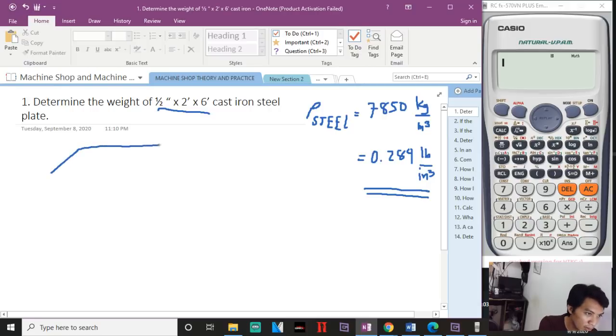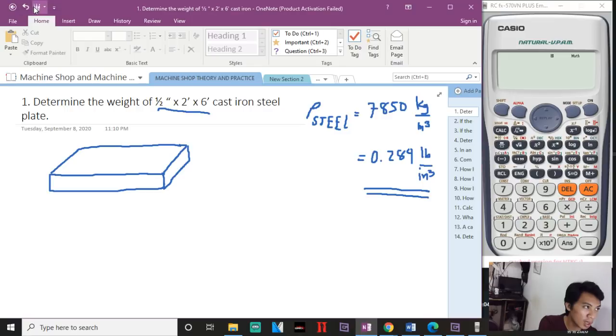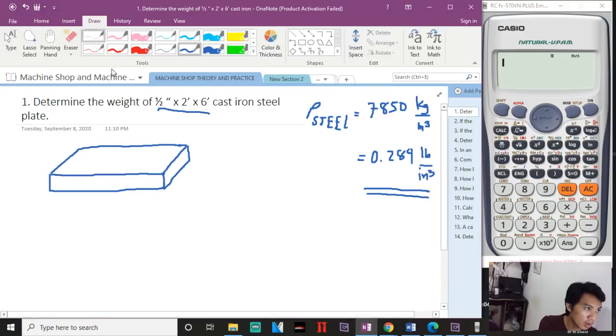Ito yung cast iron steel mo. Kapal, no? Parang slab. So, ano ang ating size dito? That is 1/2 inch. Ang haba niya is 6 feet. And then, 2 feet. Ngayon, ano daw yung weight ng material mo?